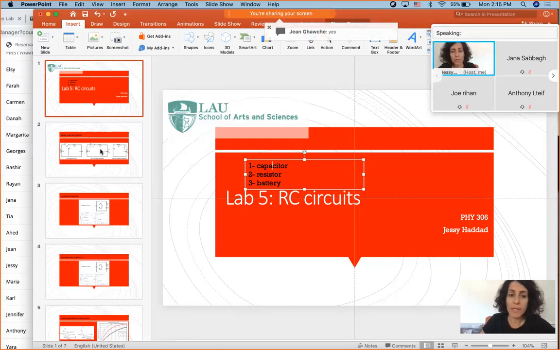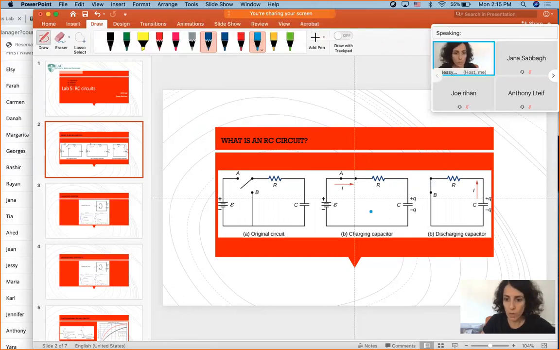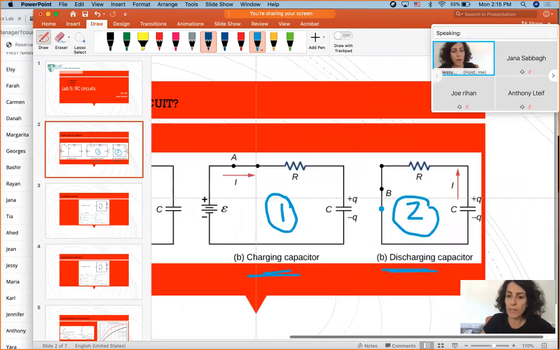Okay. Now I'm going to show you many circuits. I want you to focus on circuit 1 and circuit 2. Definitely you can read, it says charging and discharging a capacitor. I need someone to tell me, why do you believe circuit 1 is charging and why do you believe circuit 2 is discharging?